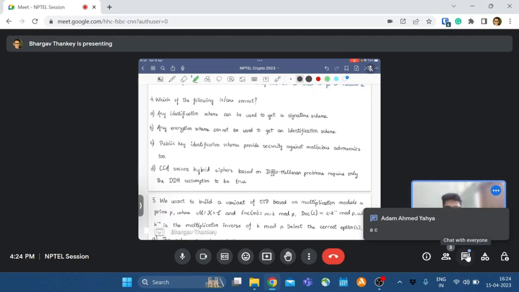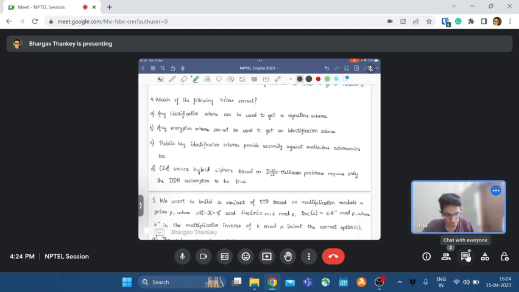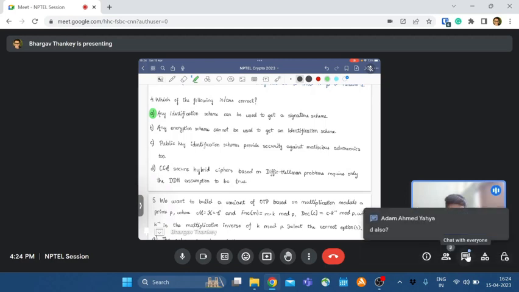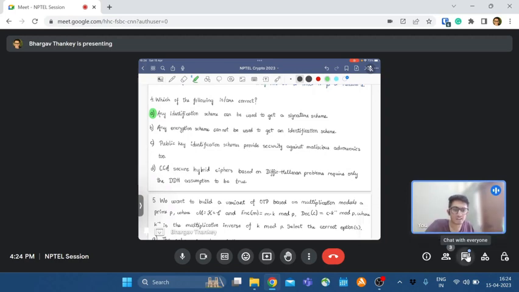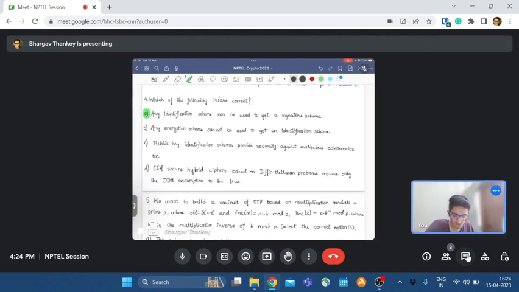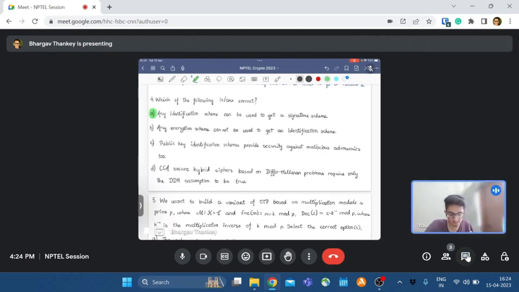Okay, so you are saying A and C are true. So let's go over the options. Option A is any identification scheme can be used to get a signature scheme. Well, this is true because we can just use the Fiat-Shamir heuristic to convert any identification scheme to a signature scheme. Okay, you are asking if D is also correct. Okay, D is not correct, but we'll talk about it when we get to D. So yeah, A is correct because of the Fiat-Shamir heuristic.